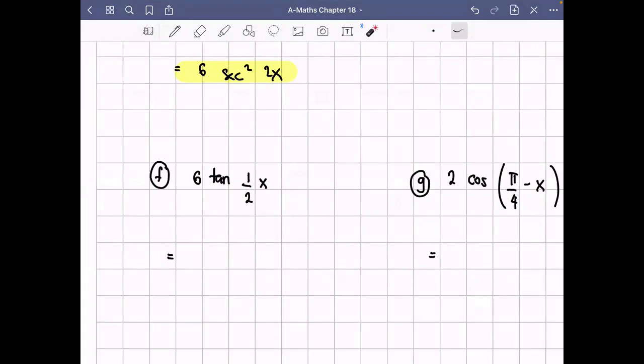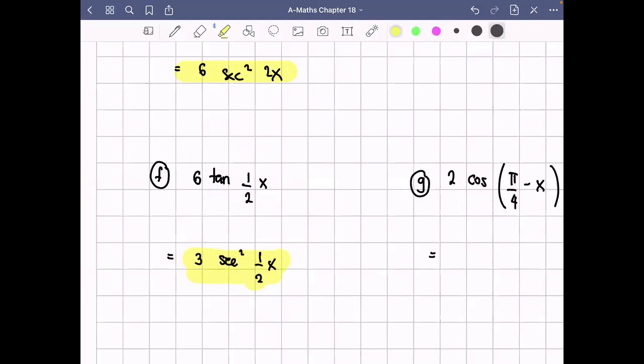Is it 3 secant squared half of x? All right. Very good. So it's 3 secant squared half of x. Okay. Very good. Why did that happen? So your coefficient here is a fraction. So half times 6 is obviously 3. And then getting the derivative of this is secant squared half of x. Very good.